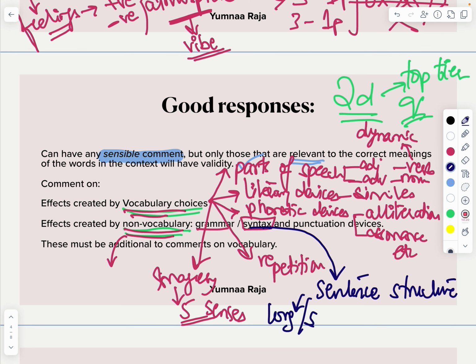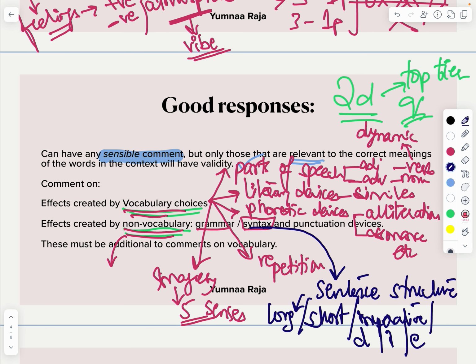Whether the sentences are short, you may comment on that. Whether the sentence is a command, which we call an imperative, you can comment on that. The sentence could be a declarative sentence. The sentence could be an interrogative sentence. The sentence could be an exclamatory sentence. So the types of sentences can be commented on as well.